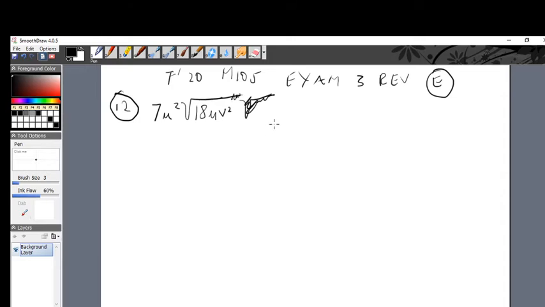7u squared, square root of 18uv squared, minus v, and then the square root of, don't confuse the v, the other ones are u's, and now another u coming up, 50u squared. And if it says anything, it's going to say simplify. All right, we've done this before.